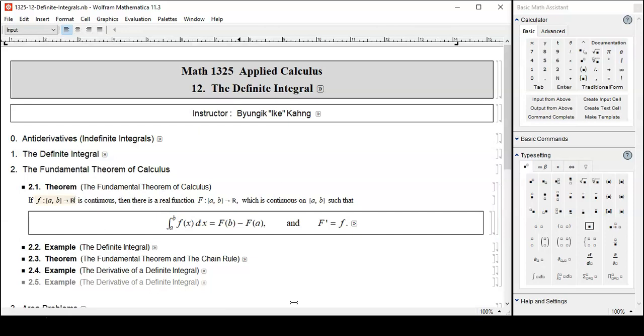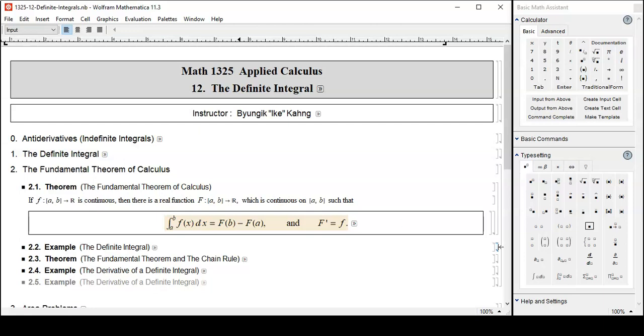Let's begin with a continuous real function defined on a closed and bounded interval a to b. Then there's an antiderivative function which is continuous on the same closed interval, and it's an antiderivative, so the derivative is the original function. And finally, the definite integral is the net change. Especially this formula here is used to calculate the definite integral precisely using the antiderivative.